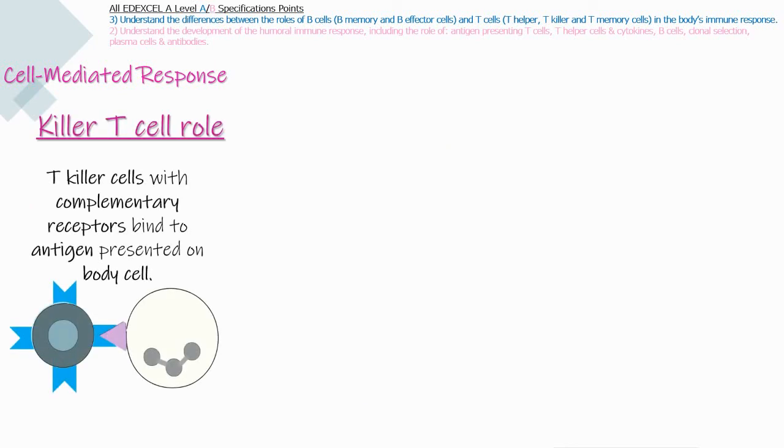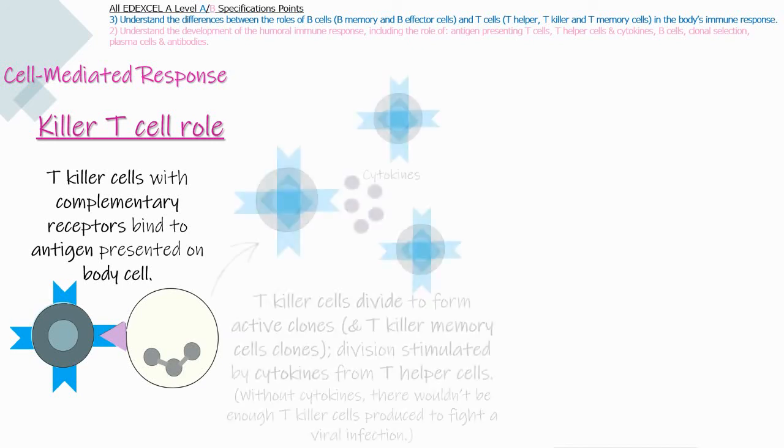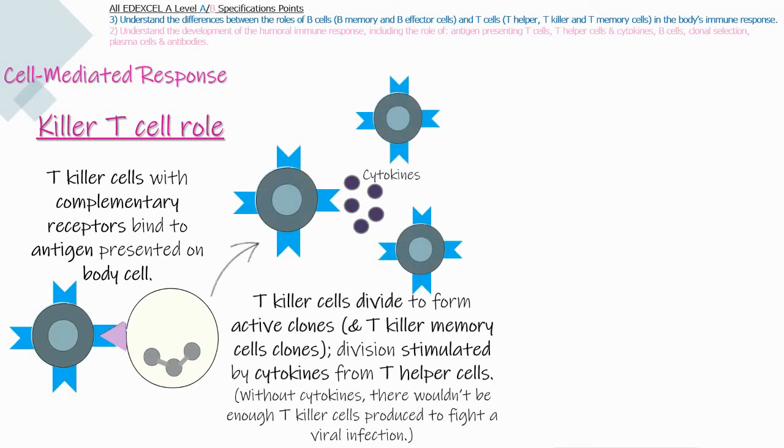So this involves killer T cells. T killer cells have complementary receptors which bind to antigens which are presented on specific body cells. So then the T killer cells divide and they form active clones and T killer memory cell clones as well. So this division is stimulated by cytokines from T helper cells. So without these cytokines, there wouldn't be enough T killer cells produced to fight a viral infection.